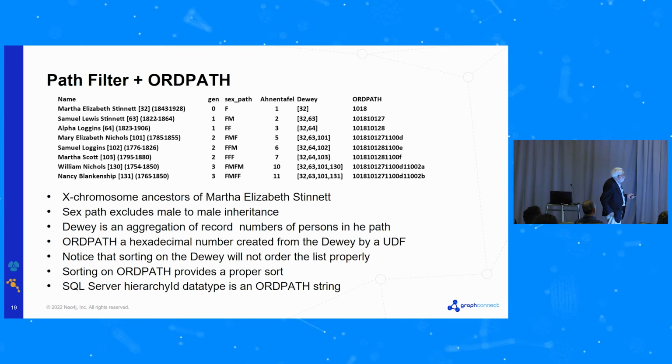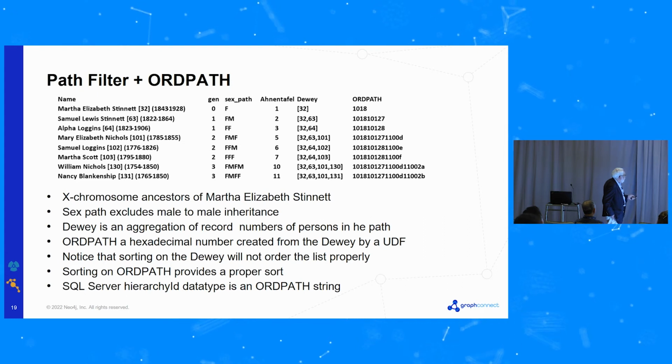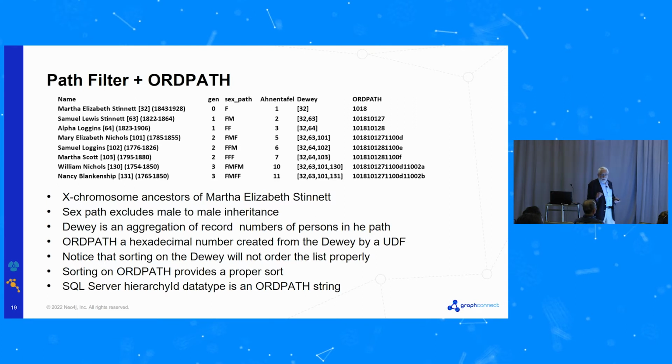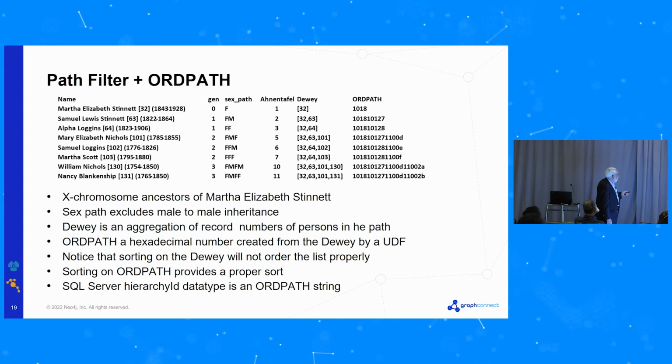But here we can see the path itself. Here we're concatenating the genders as we move through this. And you'll notice that these paths have been filtered to eliminate any MMs, which would be a father-to-son transmission. So we can filter that way and just get the people who are involved with the X chromosome.